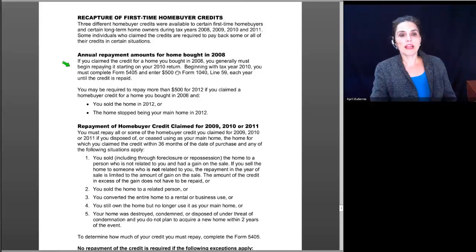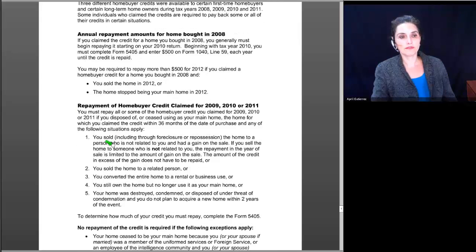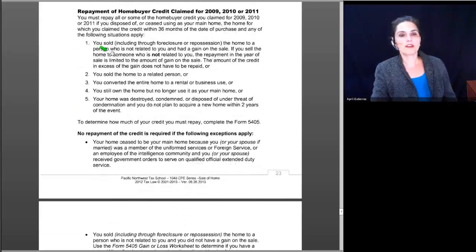And so what happens is every year until that house is either sold or the 15 years has elapsed, we're going to be dealing with this recapture amount of $500 each and every year as an additional tax on the 1040. Now, you may be required to pay more than $500 in 2012 if you claimed the homebuyer credit for a home you bought in 2008 and then you sold the home in 2012, or the home stopped being your main home in 2012. Repayment of the homebuyer credit claimed for 2009, 2010, or 2011.